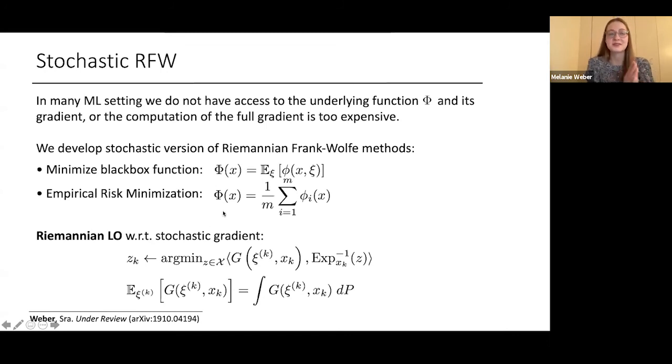Just to mention, this setting that we're considering so far considers deterministic objective functions, which is not typically what we encounter in machine learning. So it's important to think about extensions to this work into stochastic settings. So maybe to the minimization of black box functions or to empirical risk minimization, which we have done in a follow-up paper. And to make it very brief, those methods extend to stochastic settings, and we can also recover the theoretical guarantees in those stochastic settings.